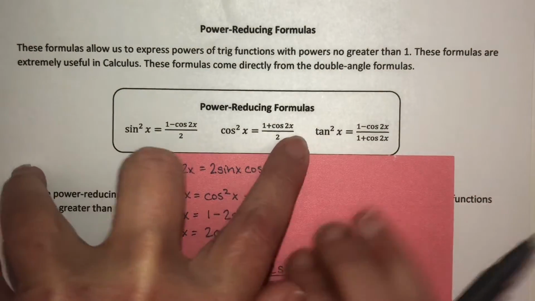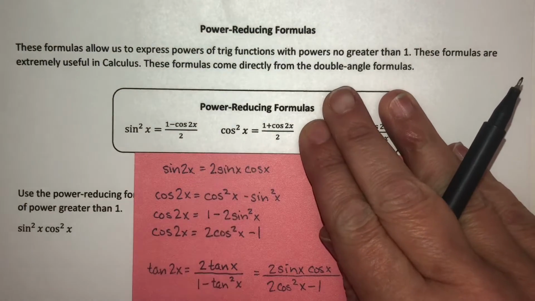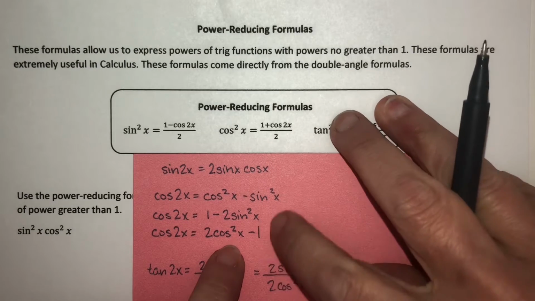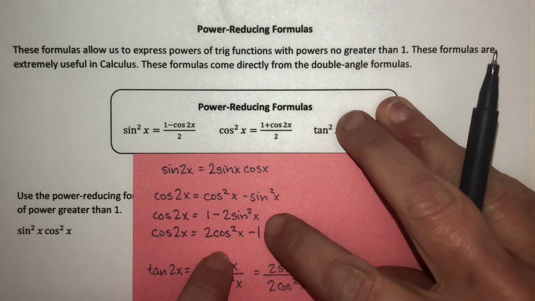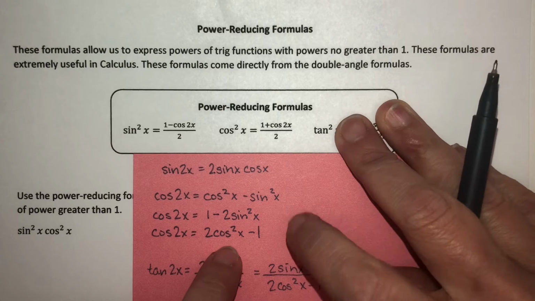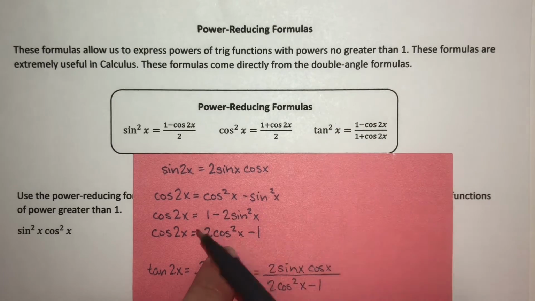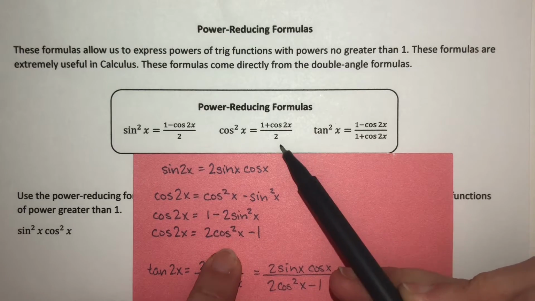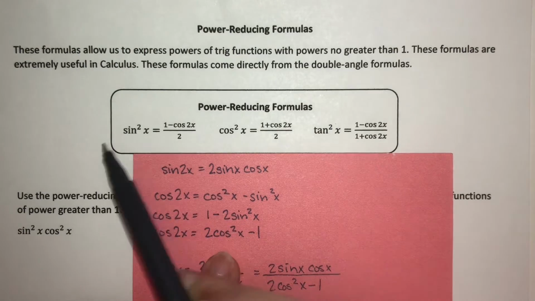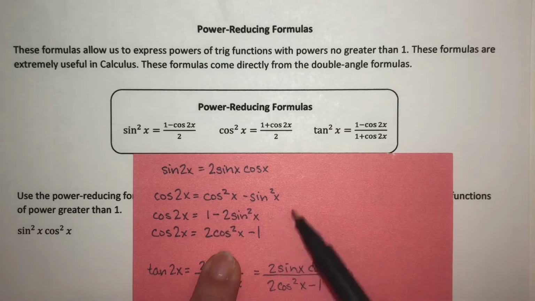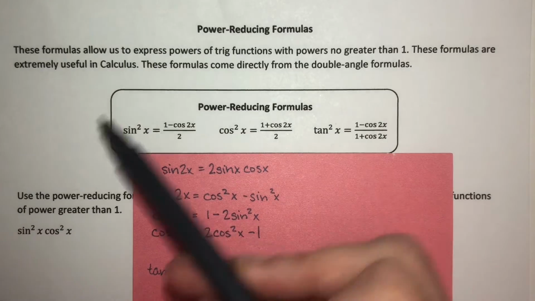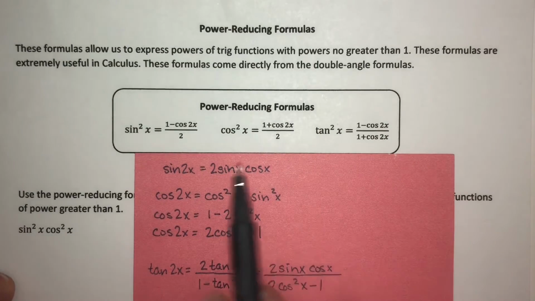If you look at these, especially the sine squared and the cosine squared, they come directly from these two double angle formulas. They're just simply solved for sine squared and cosine squared. And then for tangent squared, it's simply the sine divided by the cosine to get this. So these formulas come directly from here. If you know these, then you probably do not need to memorize these.